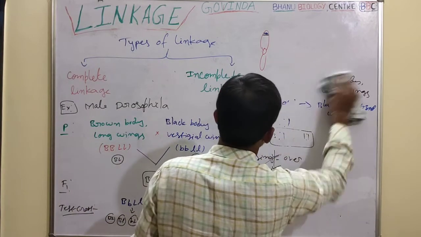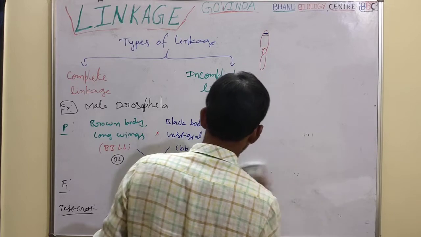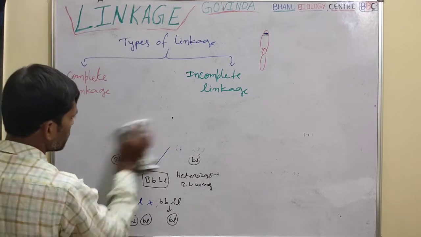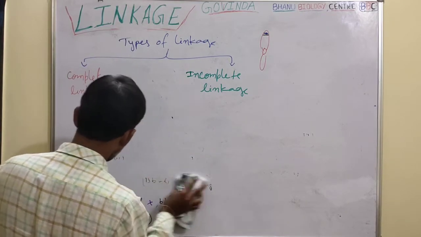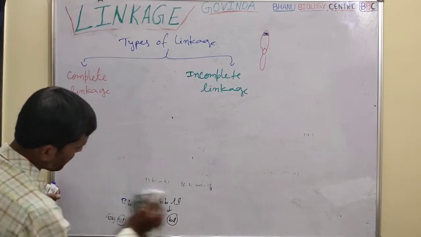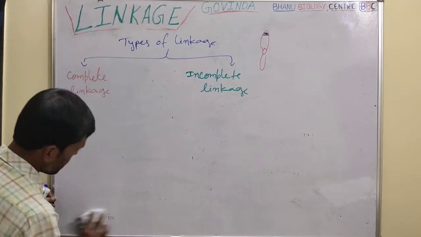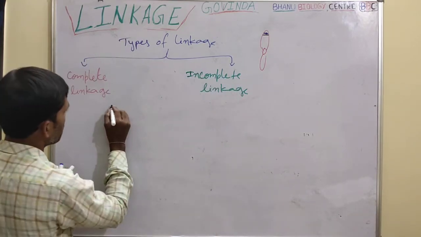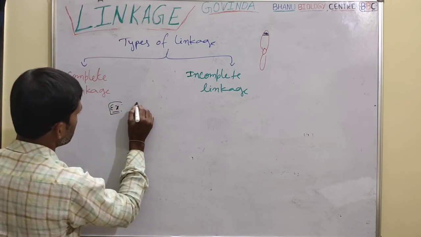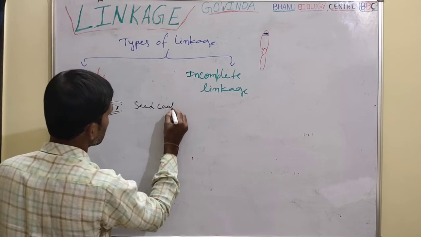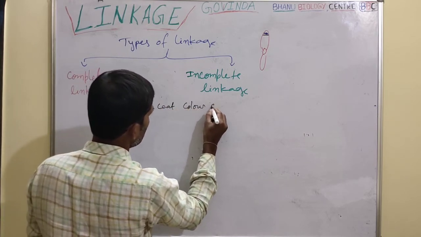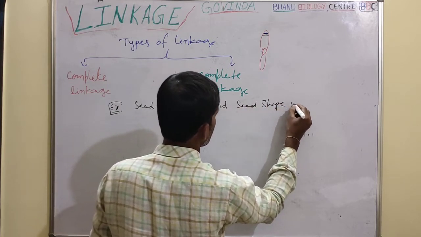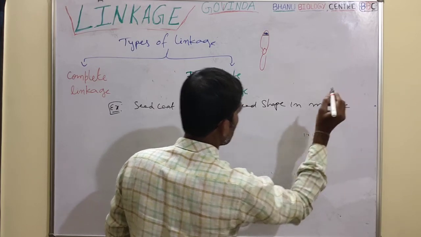Next, an example for incomplete linkage. In incomplete linkage, the linked genes are separated at the time of inheritance. The linked genes will separate at the time of inheritance. An example I would like to give you here is seed coat color and seed shape in maize plant.